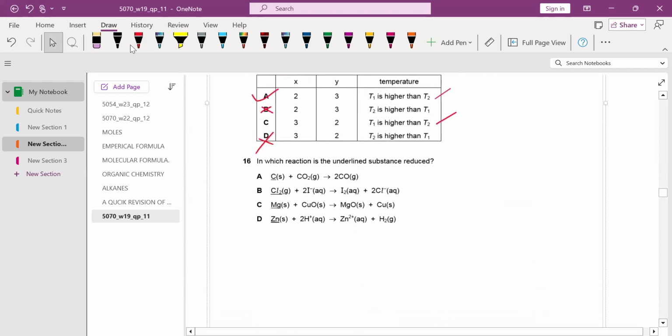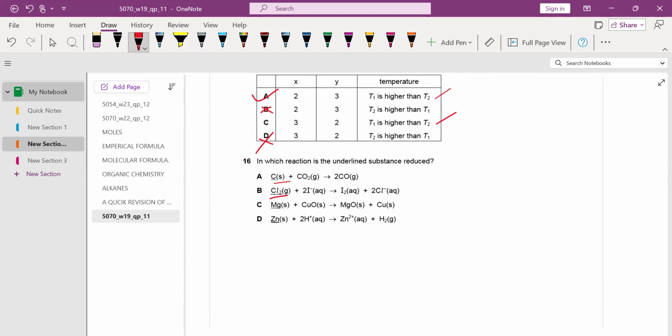In question number 16, in which reaction is the underlined substance reduced? In option A, the underlined substance carbon isn't reduced. Then in option B, you can see it is chlorine. It has no charge, meaning it is zero. Then it has been reduced and gained an electron. Reduction is known as the gain of electrons. So B is a reaction in which the underlined substance has been reduced. So option B is correct for question number 16.